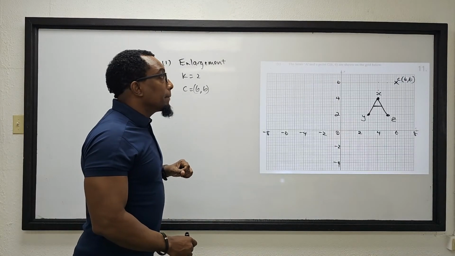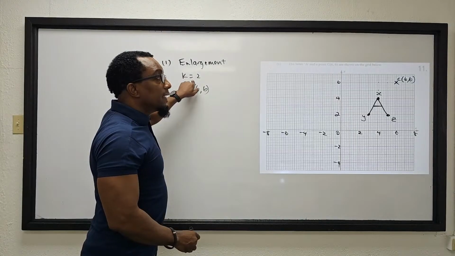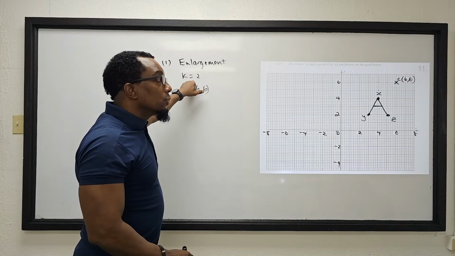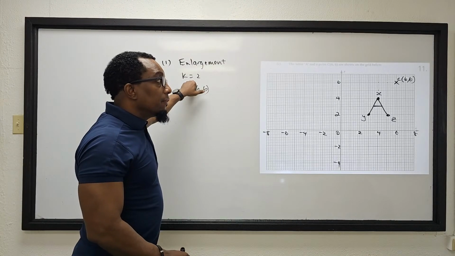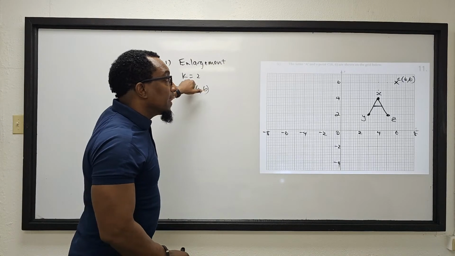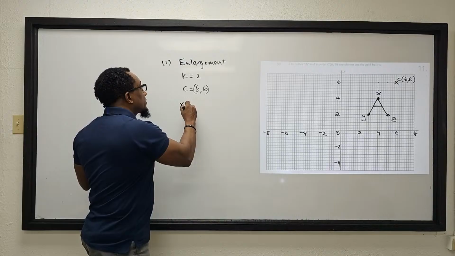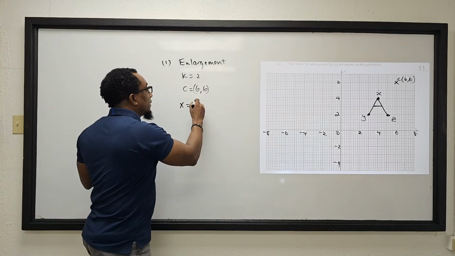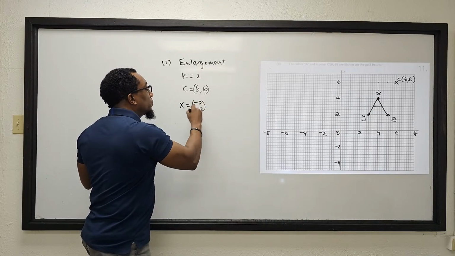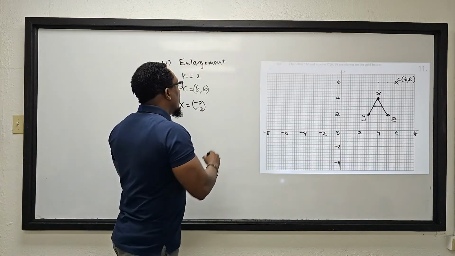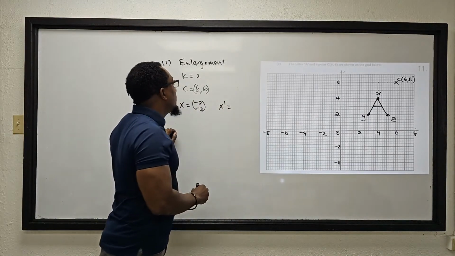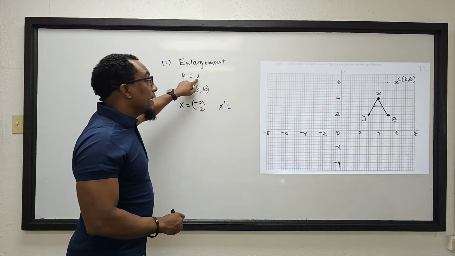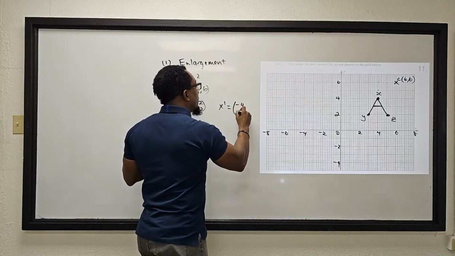But because the scale factor K is 2, I'm going to multiply negative 2, negative 2 by 2 to give me negative 4, negative 4. That will give me X prime. So the translation for X, good? It is negative 2, negative 2. And therefore the translation for X prime will be to multiply negative 2, negative 2 by your scale factor 2 to give you negative 4, negative 4.